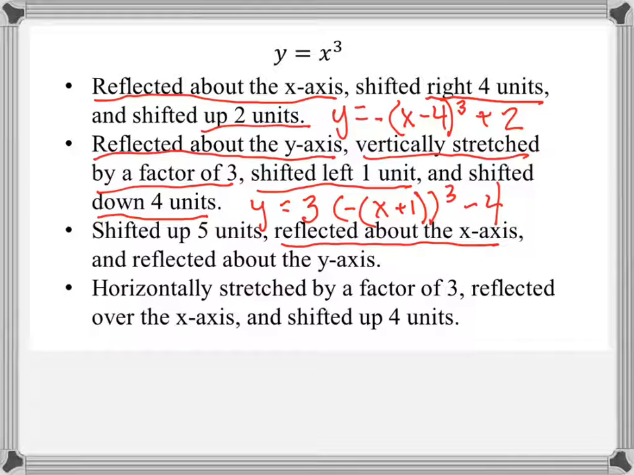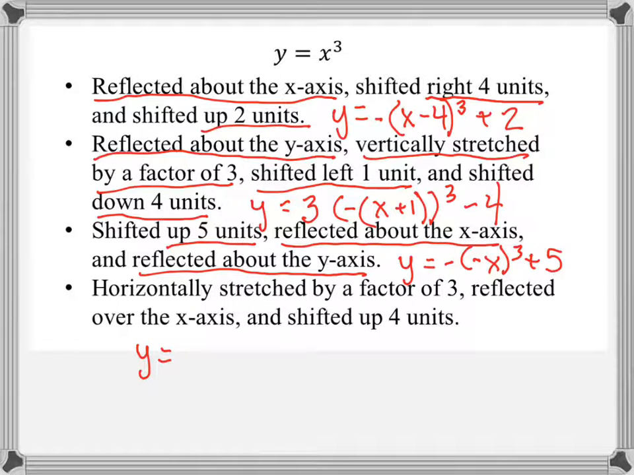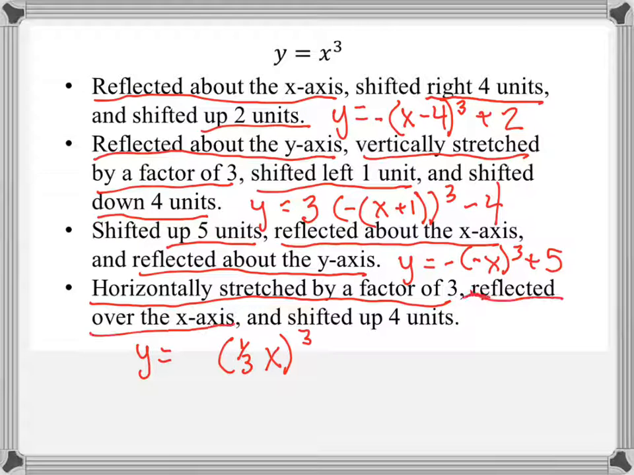Okay, now we will reflect about the x-axis first. So y equals the quantity negative x cubed. We will also reflect about the y-axis as well. So I'll put the negative in the a position as well. And then shifting up 5 units, plus 5. Okay, for the last one, horizontally stretched by a factor of 3. So 1/3 goes in the b position. So 1/3 x quantity cubed. Reflect over the x-axis, put a negative in the a position, and then shift up 4 units, plus 4.